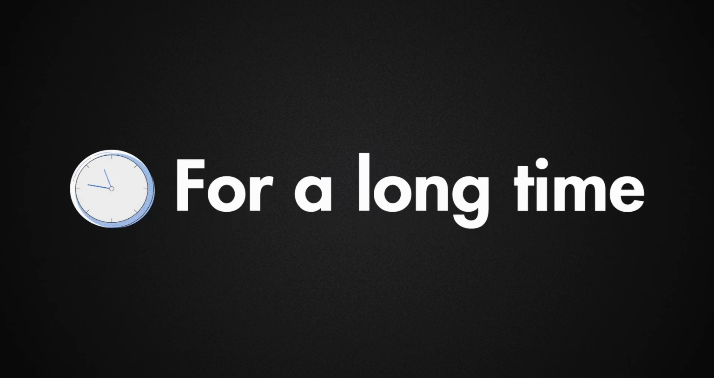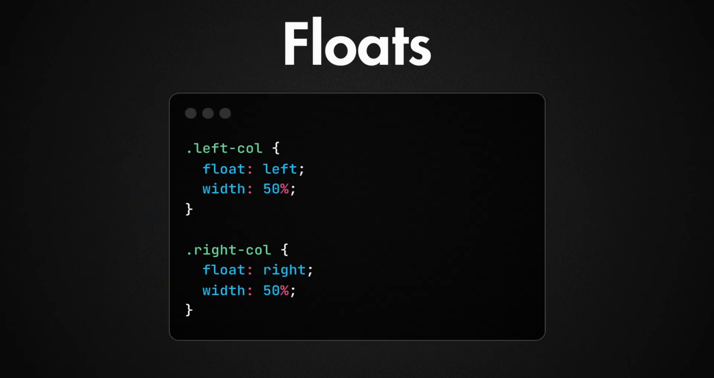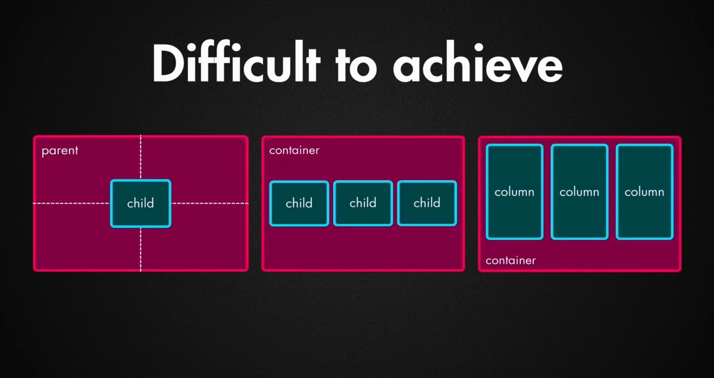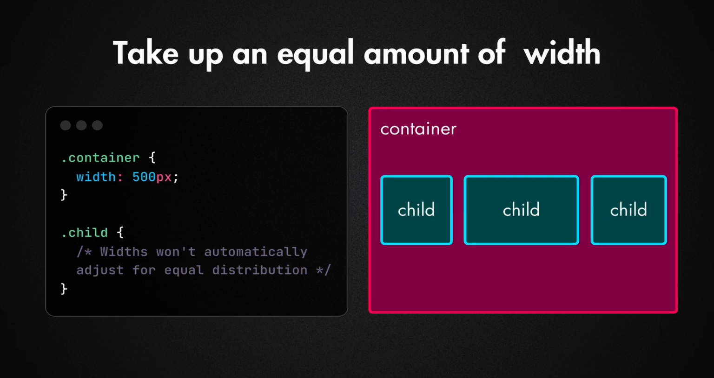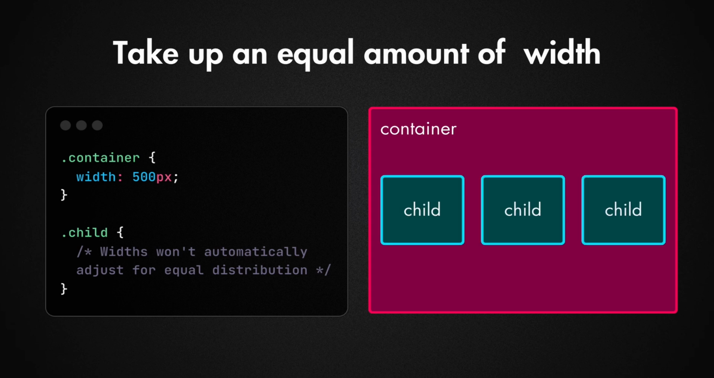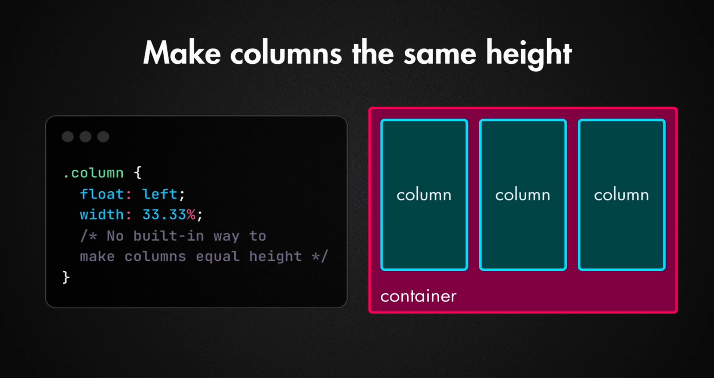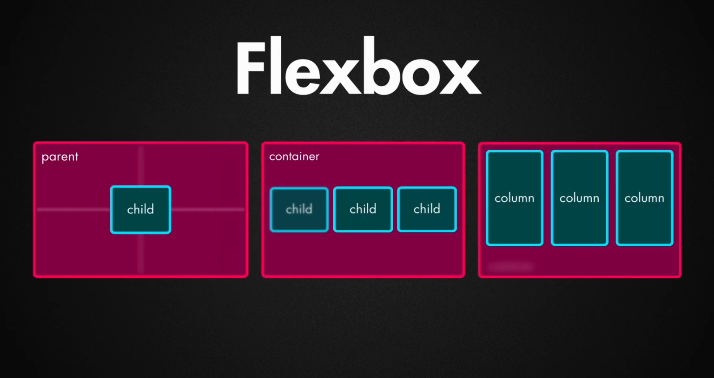For a long time, the only available tools for creating CSS layouts were features like floats and positioning. However, some layout designs were difficult to achieve with these tools, like vertically centering a block of content inside of its parent, or making all the children of a container take up an equal amount of the space available, like width or height, or making all the columns adopt the same height even if they contain different amounts of content. And as you will see in this video, Flexbox makes a lot of these layout tasks much easier.